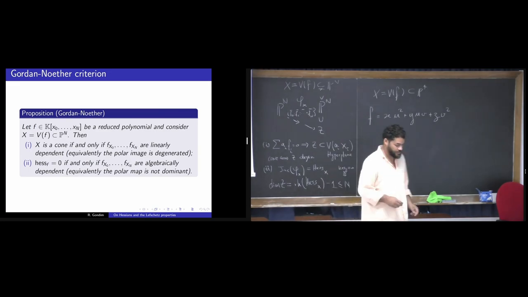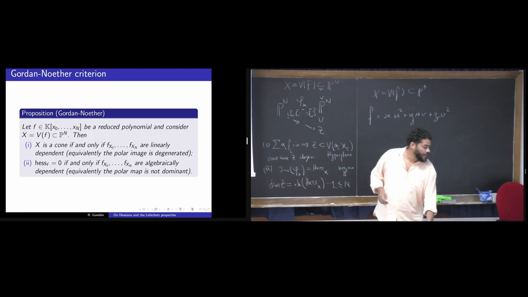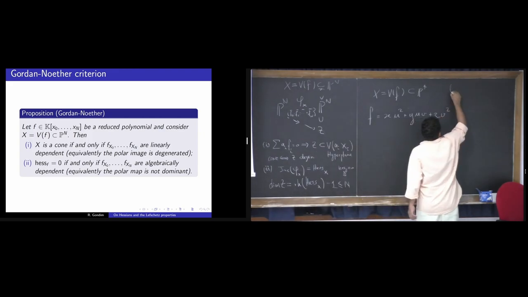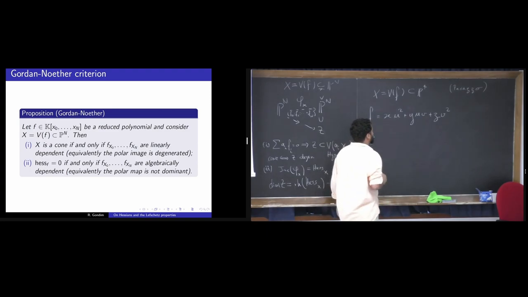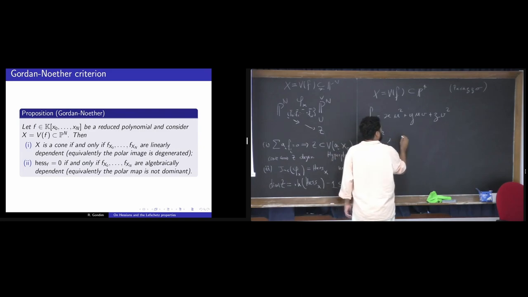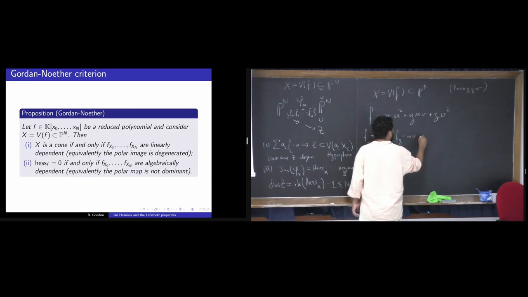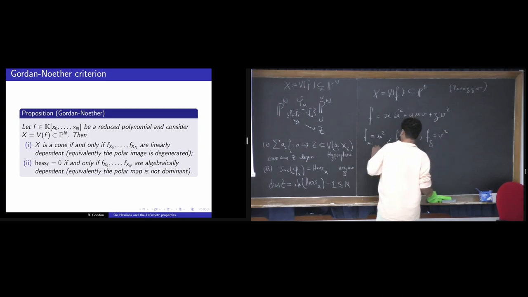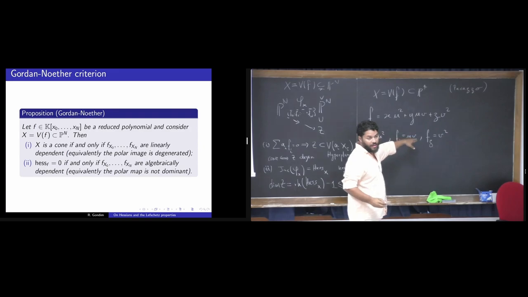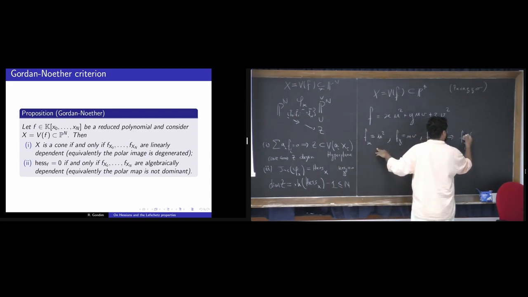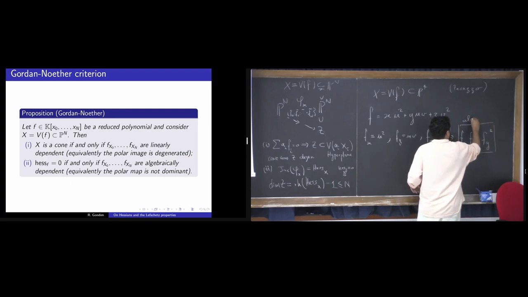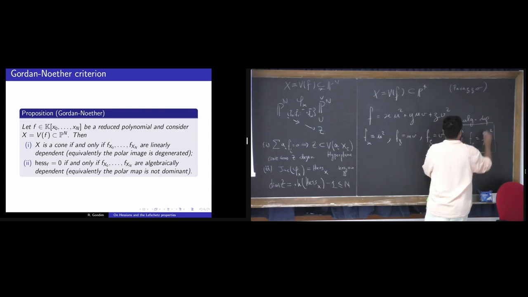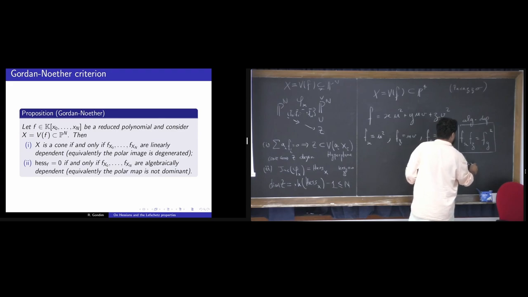Let me go back to the Perazzo example. Let me compute the partial derivatives. It's easy to see that there is an algebraic relation among these derivatives. So the derivatives are algebraically dependent, which implies the vanishing of the Hessian of f.